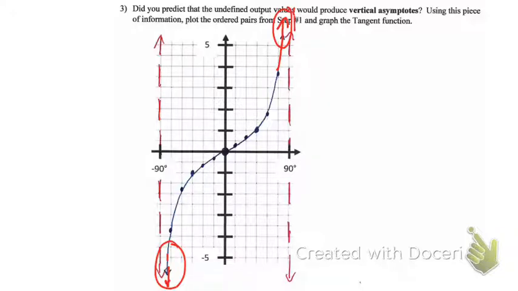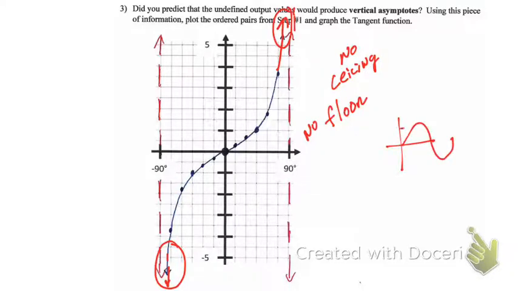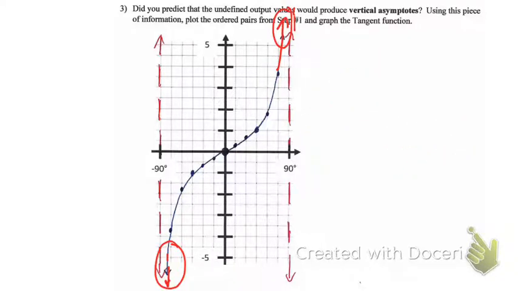So there's no ceiling on the tangent graph, and there's no floor. I don't know if I spelled ceiling right there or not. Maybe. That's why I teach math. And there's no floor. Okay? Yesterday in your cosine and sine curve, they had a ceiling at +1. They had a floor at -1. We don't have that today. Okay? There's no bounds on our range today.